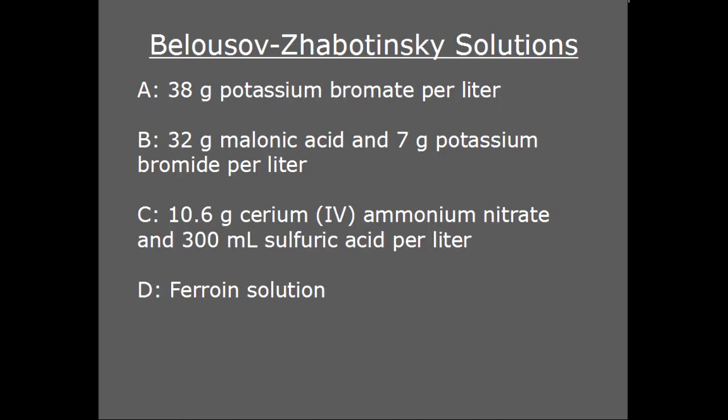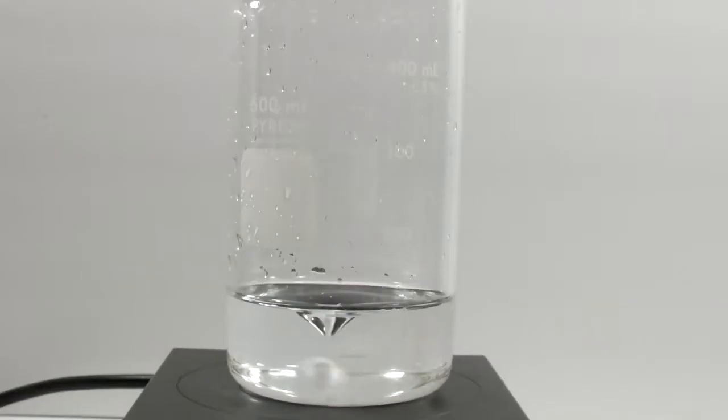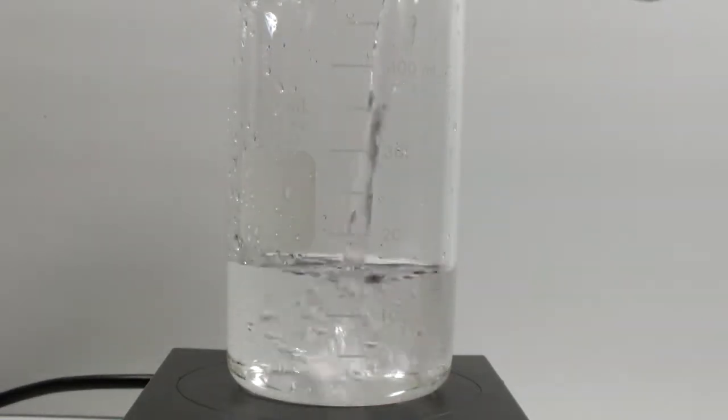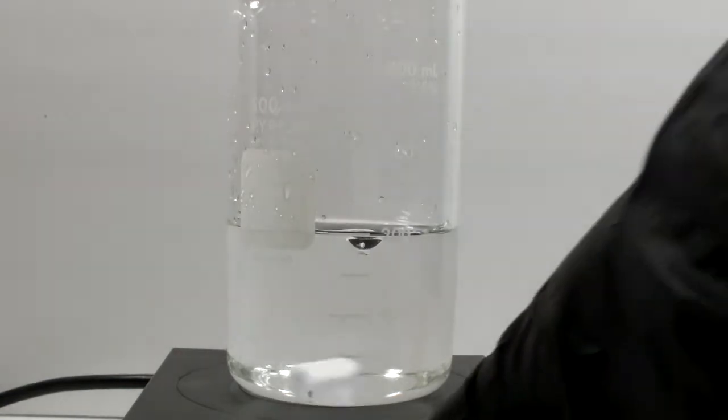I'm using the same ferroin from the previous video now that I'm convinced the 2013 expiration date was just a suggestion. Okay, here's the lineup. I already have the potassium bromate solution in the reaction beaker atop the stirrer. The first addition is the malonic acid potassium bromide solution. I'm running this reaction at a 100 milliliter scale, so each of the first 3 solutions are equal volumes, 100 milliliters, and there's 6 milliliters of ferroin.